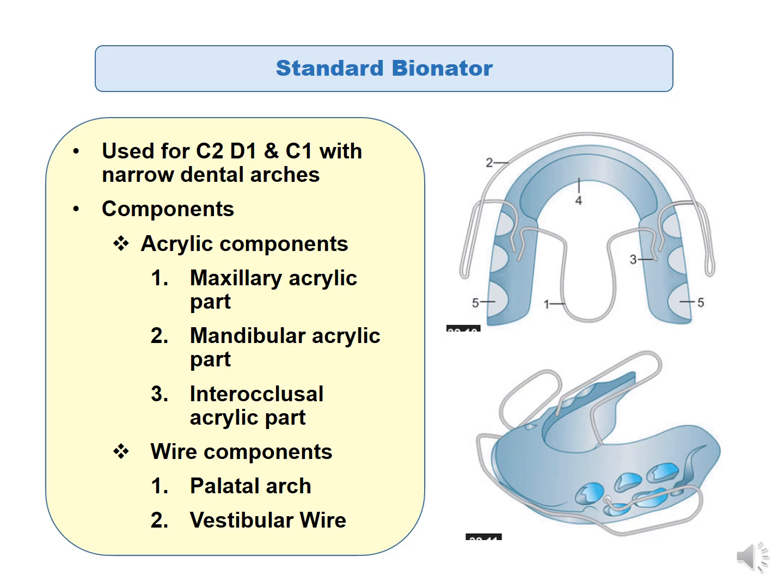Now the standard bionator is used for class 2 division 1 malocclusions and class 1 malocclusions with narrow dental arches. It has two groups of components. The acrylic components consist of the maxillary acrylic part, mandibular acrylic part, and the interocclusal acrylic part. The wire components consist of the palatal arch and the vestibular wire.